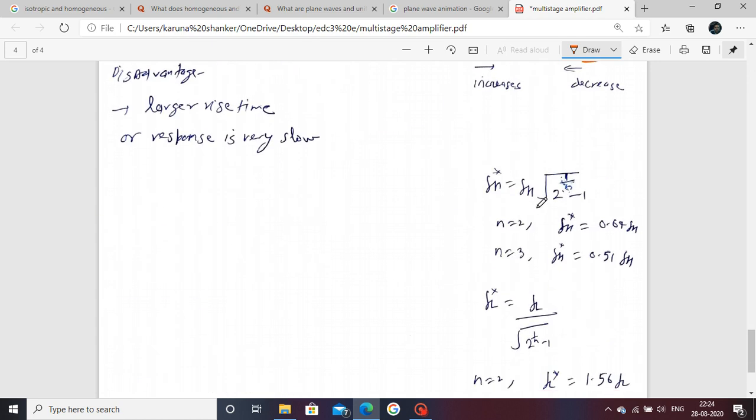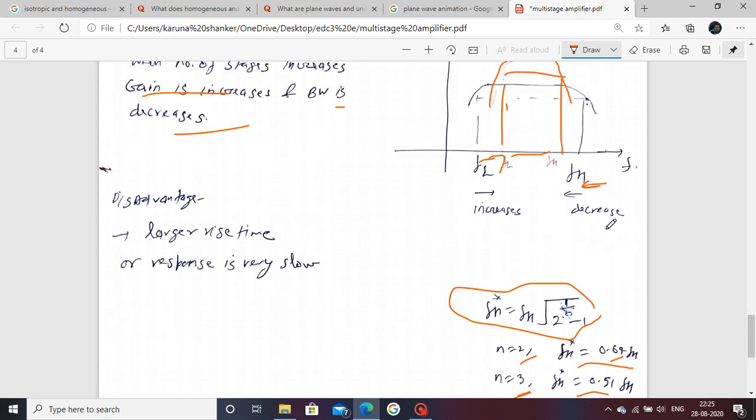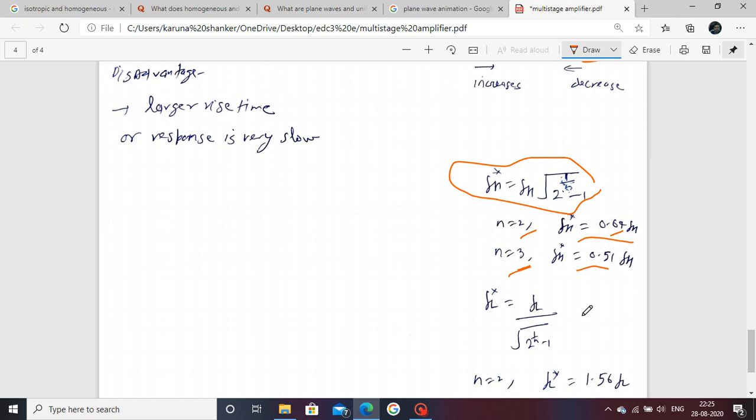The derivation is not shown here, only the relation for the higher cutoff frequency of the multi-stage amplifier. It is the square root of 2 to the power 1 by n, minus 1. If n is equal to 2, the value is 0.64 fH. If n is equal to 3, it is 0.51. So if we use 2 stages and then 3 stages, the higher cutoff frequency decreases as the number of stages increases.